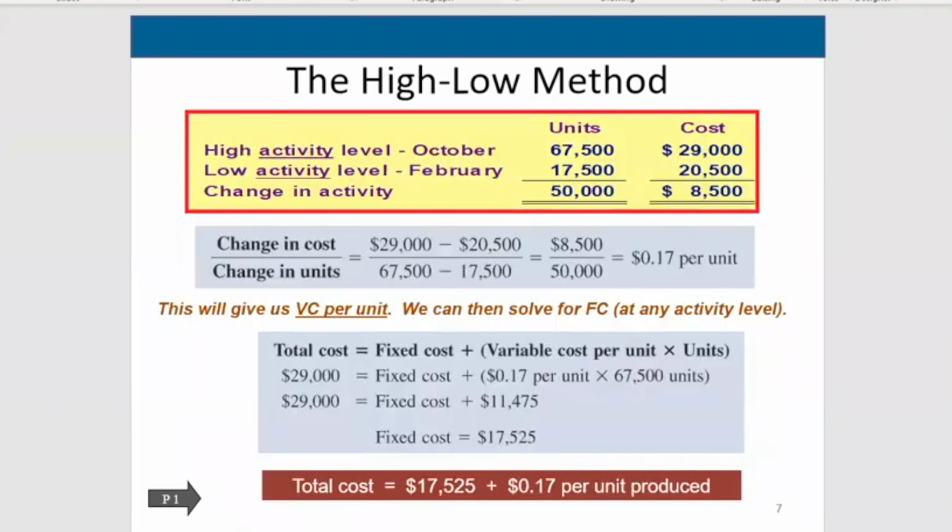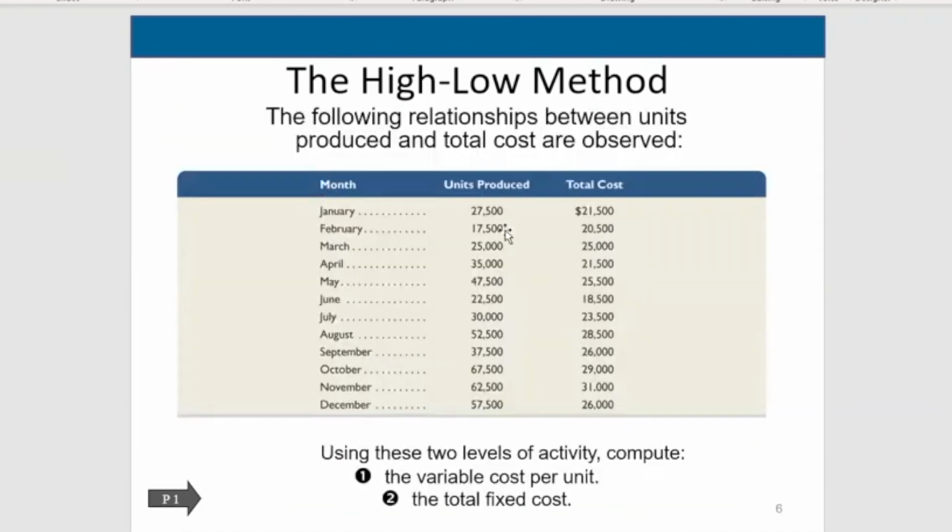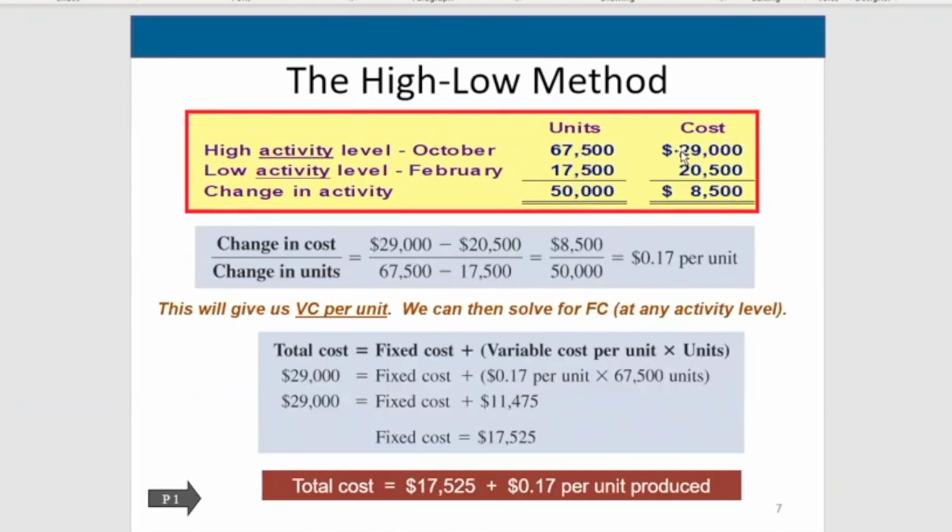Given that information, we can apply the high-low method to estimate fixed costs. And here's the formula. It's called the high-low method. So we take the highest activity level and the lowest activity, high, low, and we write them down. In October, if you refer back to this, was our highest month of production, 67,500. And our lowest was February, 17,500. And then beside it, I put the costs associated with those months.